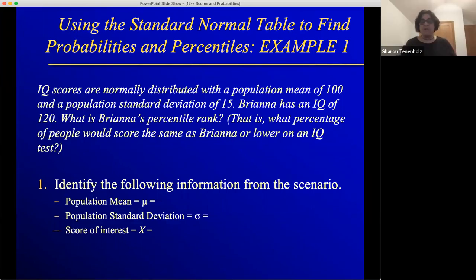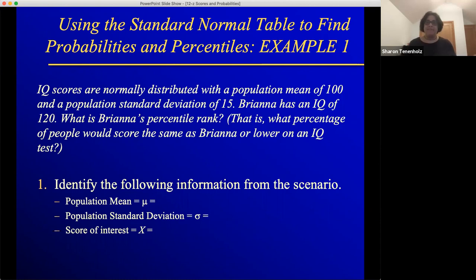Now, before I go into this example, I want to emphasize that to do this, you have to know that the scores are normally distributed, or at least be able to reasonably assume that the population scores are normally distributed. So here's an example of what we can do with this information. IQ scores are normally distributed with a population mean of 100 and a population standard deviation of 15.